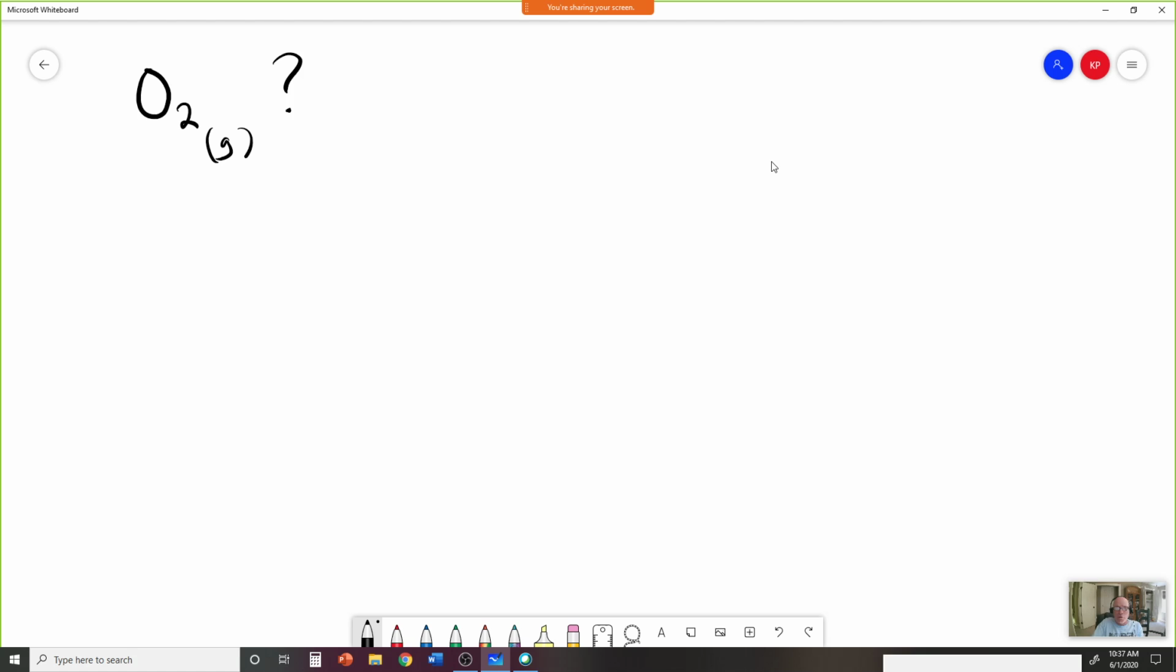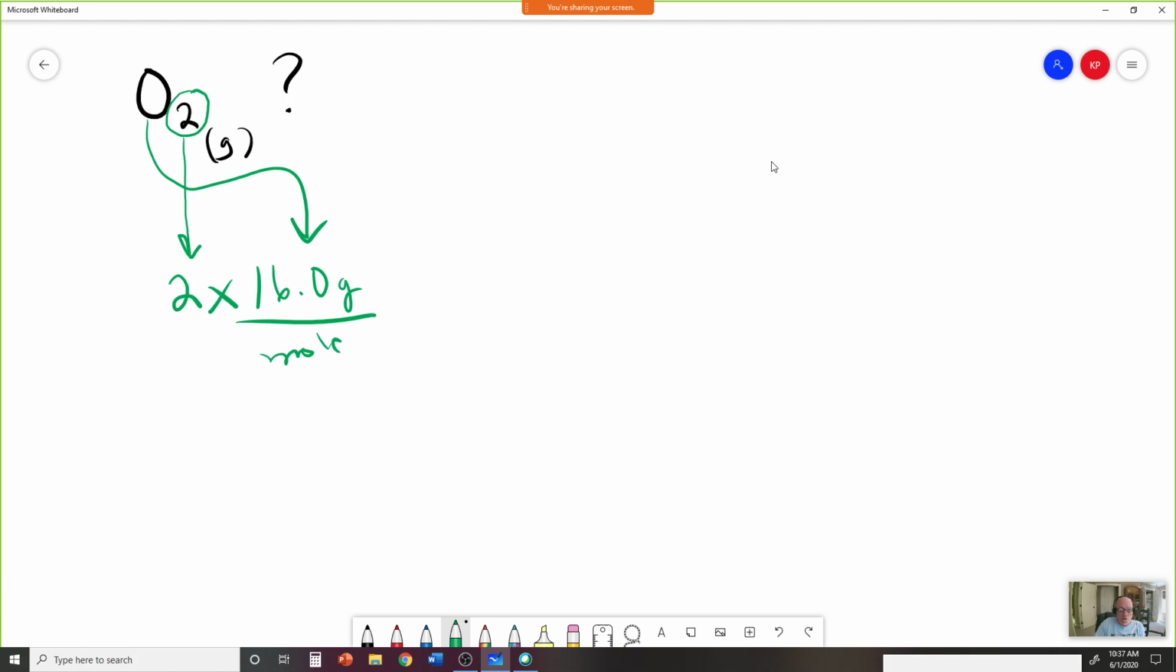What's the molar mass of that? A common mistake is just to go to the periodic table and say, well, that's 16. But keep in mind, what do we have here? We have a 2. And so that means 2 times 16.0 grams per mole, because there's your oxygen right there. And that is 32.0 grams O2 for every mole O2.